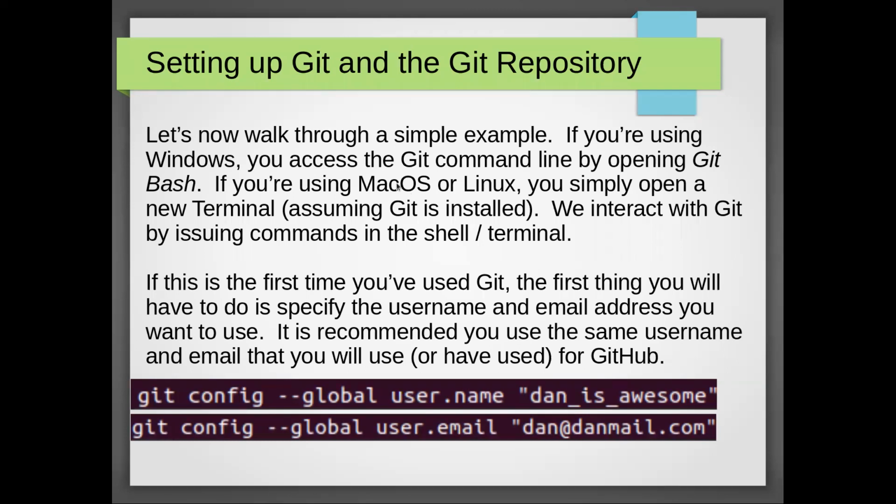If you're using Mac OS or Linux, which are both Unix-based operating systems, then all you do is simply open a new terminal, assuming you've already got Git installed. If you're using Linux, then odds are that you have got Git installed. It normally is installed automatically. It's one of the great benefits of Linux for development that things like Git are integrated automatically. But if you use Mac OS, as long as you've installed Git, you'll be able to just open the terminal and that will work. Basically what we do is we interact with Git by issuing commands in the shell or terminal.